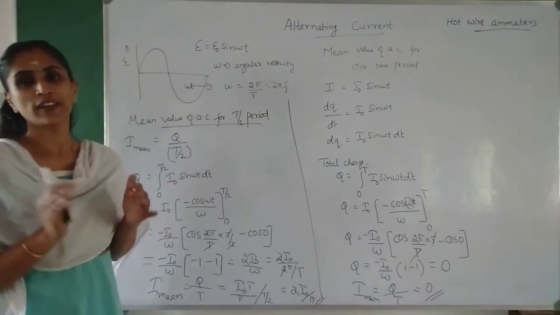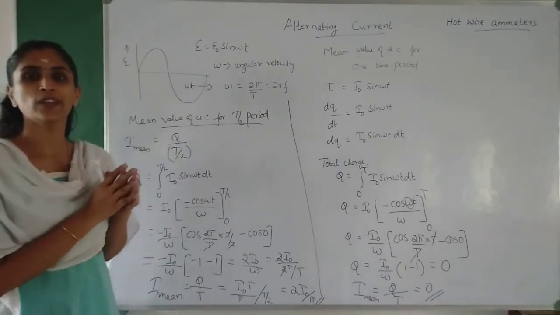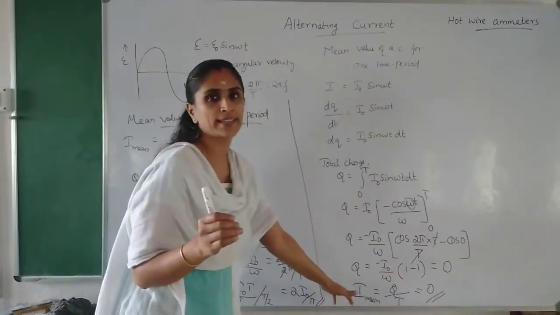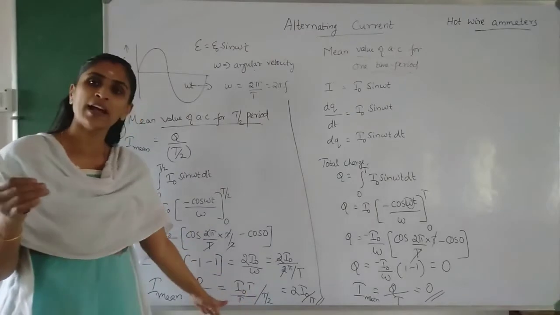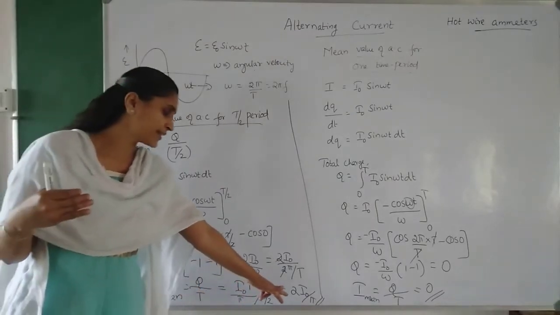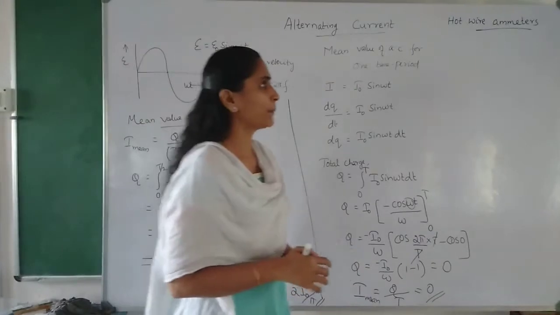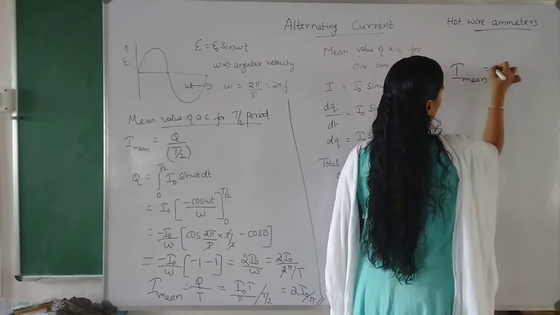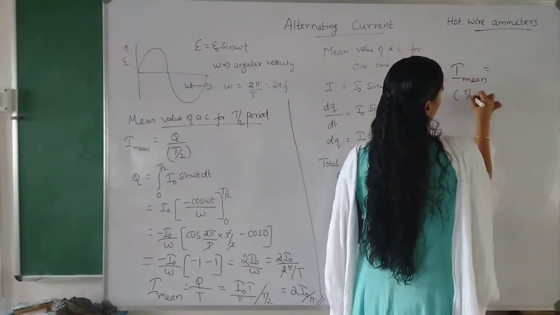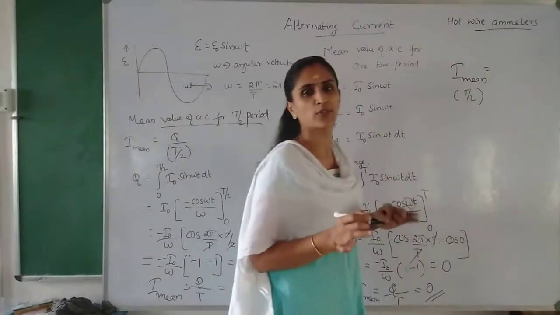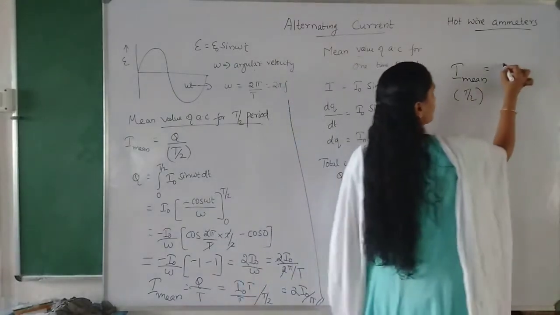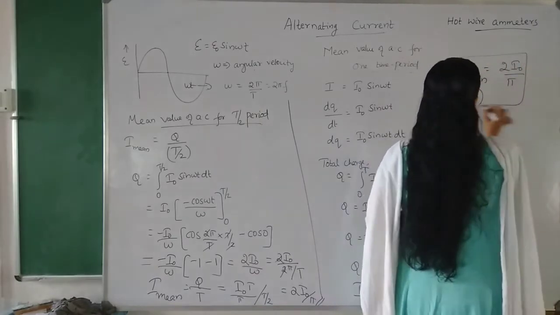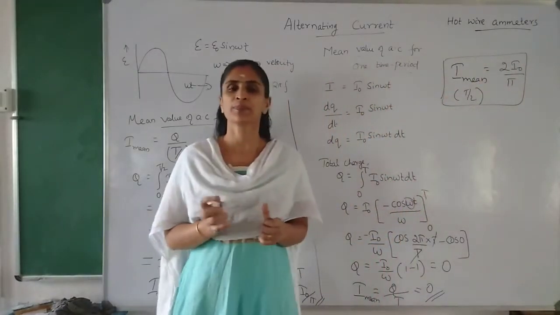Is it clear? So when it is asked to find the mean value of AC, don't find it for one time period, because for one time period you will get 0. Here we are finding it only for half time period, and that expression is given by 2 I0 by pi. If it is not mentioned, it is understood to be for half time period, and that is given by 2 I0 divided by pi. So this expression is very important. Okay, is it clear?